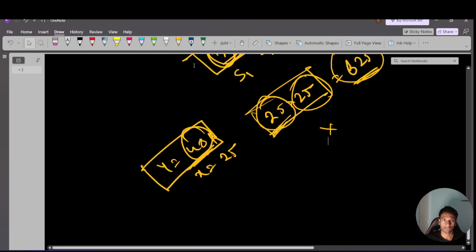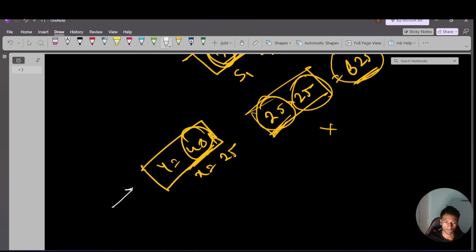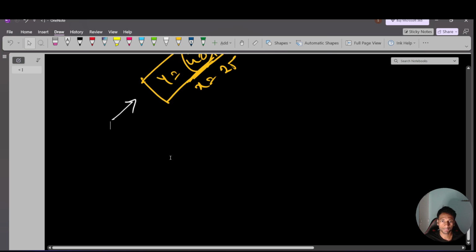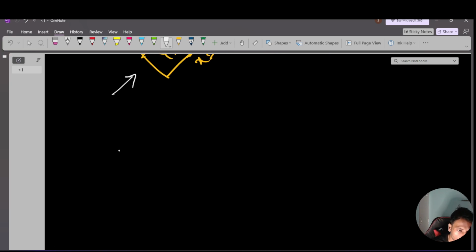Now the next case is where it is possible, but not sure. What do I have to do next? Maybe I can get a valid answer. So what can I do? I can generate all possible subsets.